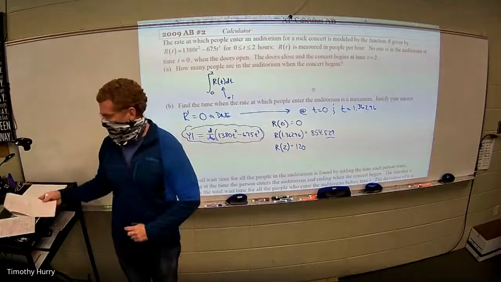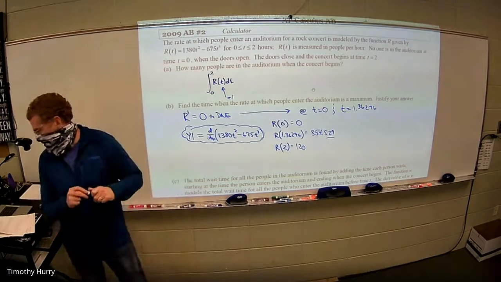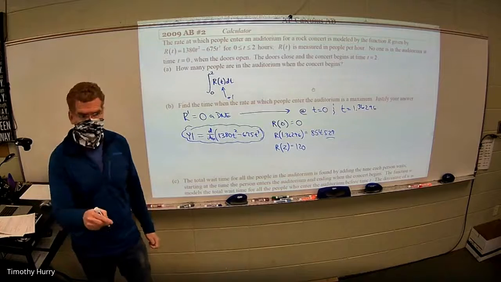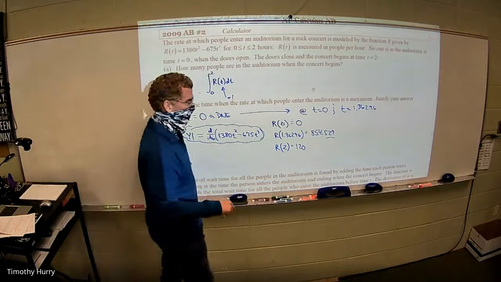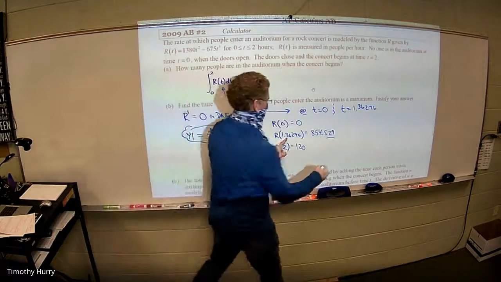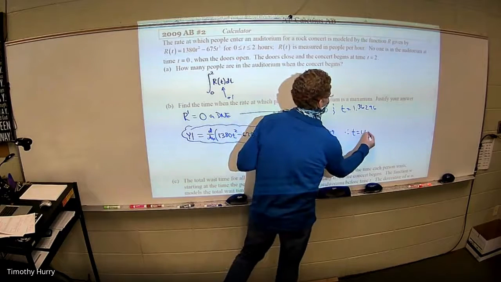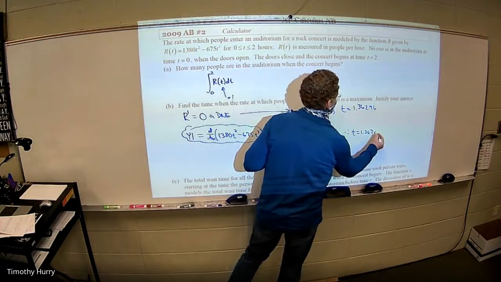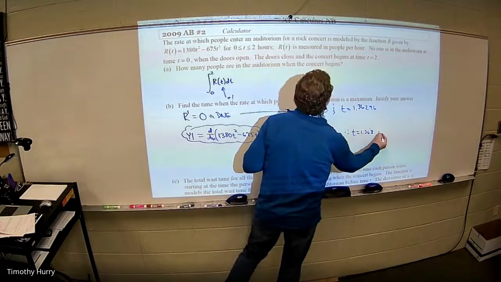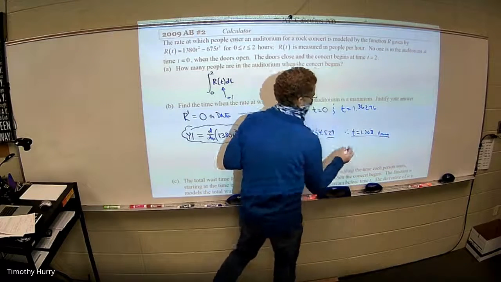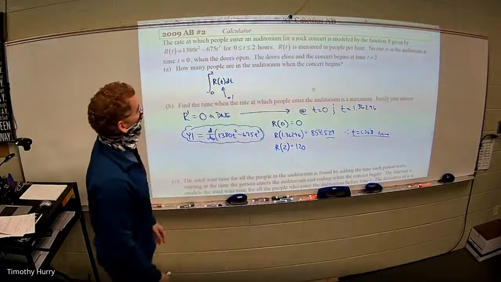But remember to answer the question. What was the question? Find the time. So what's the time? Yeah, so at t equals 1.362, I'm just going to call it 363. What is this, hours? Hour. All right.